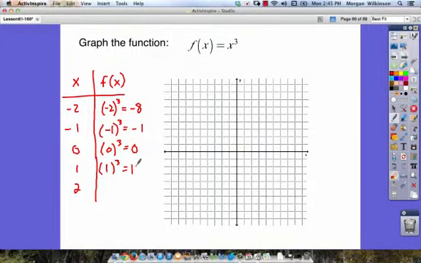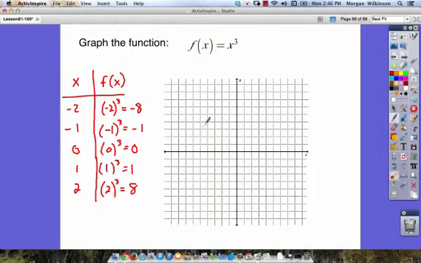Oh, this one's a little bit different because in our negatives, our answer stays negative. But when we come to our positives, our answer is positive. So they're the opposite, unlike our quadratic function. Then we have 2 to the third power. Well, 2 to the third power is equal to 8. And we've got our answer here.